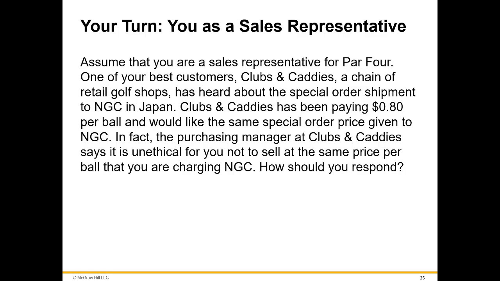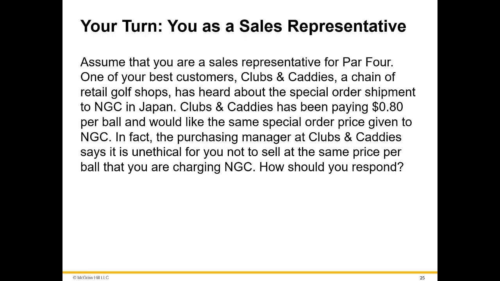So assume you're a sales representative for Par 4, and one of your best customers, Clubs and Caddies, has heard about the special order shipment. Clubs and Caddies has been paying 80 cents per ball and would like the same special order. In fact, the purchasing manager at Clubs and Caddies says it is unethical for you not to sell at the same price per ball that you are charging NGC. Well, I wouldn't say it's unethical, but if they hear about it, they're probably going to complain.